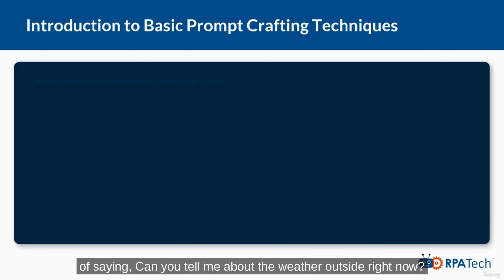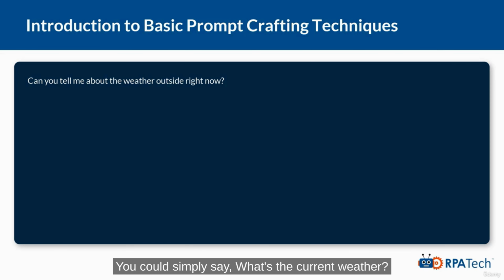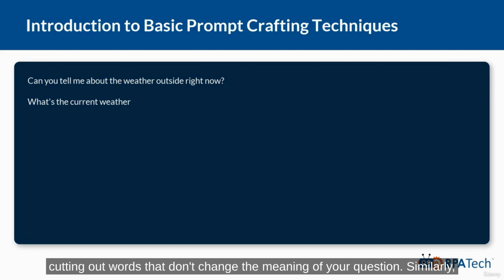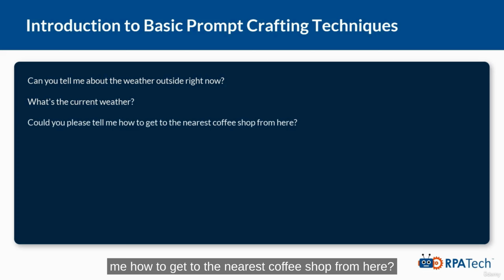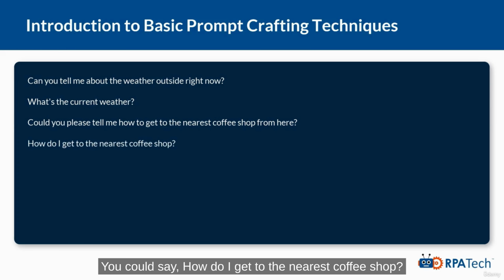For example, instead of saying, "Can you tell me about the weather outside right now?" you could simply say, "What's the current weather?" This way, you're being more direct and saving time by cutting out words that don't change the meaning of your question. Similarly, if you're asking for directions, instead of saying, "Could you please tell me how to get to the nearest coffee shop from here?" you could say, "How do I get to the nearest coffee shop?" by removing unnecessary words like "please" and "from here." You're still polite, but making your question clearer and more concise.